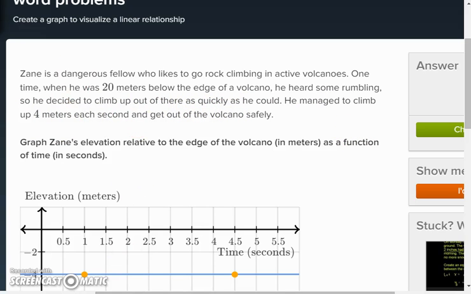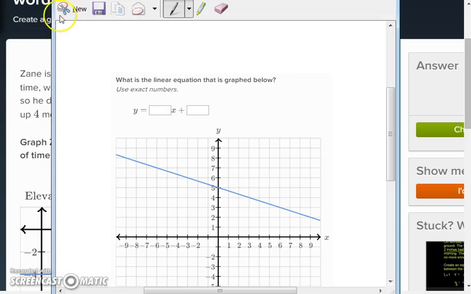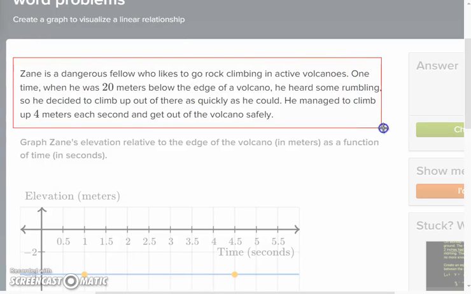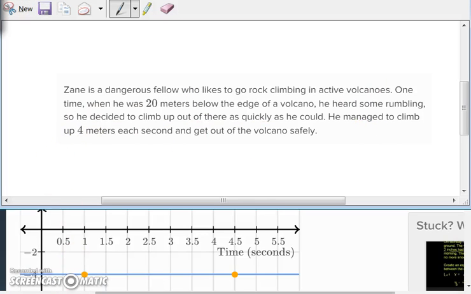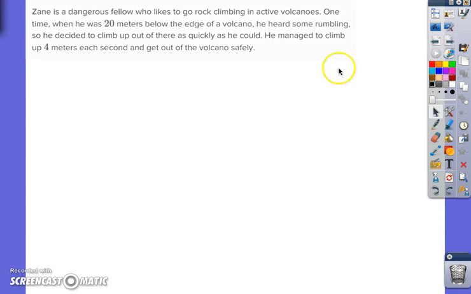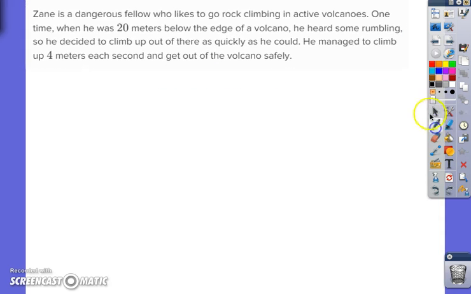So there's two numbers there that look like they might be important. And those two numbers are 20 meters below and 4 meters each second. Now in the equation mx plus b, there's only room for two parameters. So those two numbers are going to go somewhere in the equation for the parameters. I just need to know which one is which.